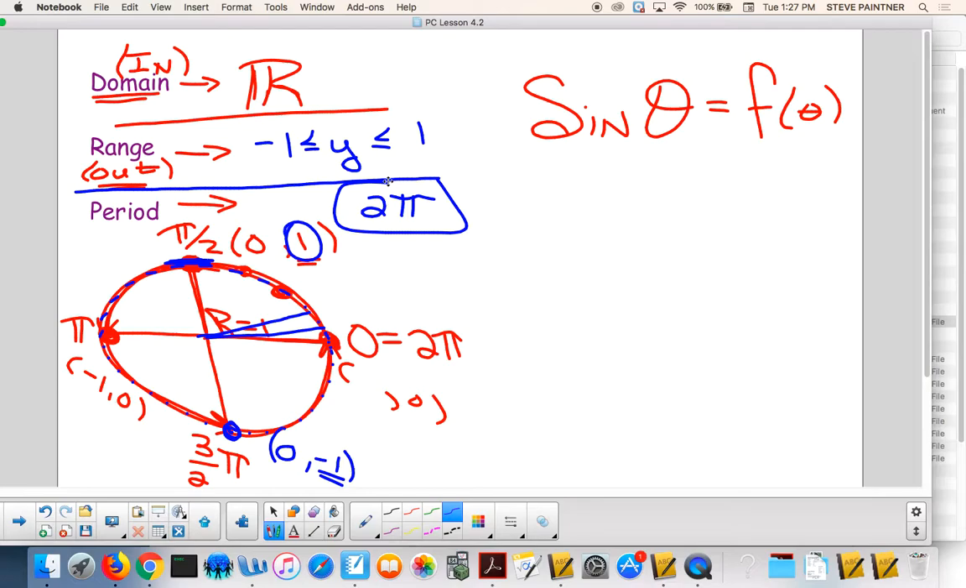Now, I got to tell you this, cosine is exactly the same thing. I'm not going to go through the whole thing again, but cosine is exactly the same. All right? So I wanted you to know what works. What can I put in? Anything. What comes out? From 1 to -1 comes out. And then here, what's the period? Well, once we make a complete circle, we're right back to the beginning again, so 2 pi is your period. Okay?